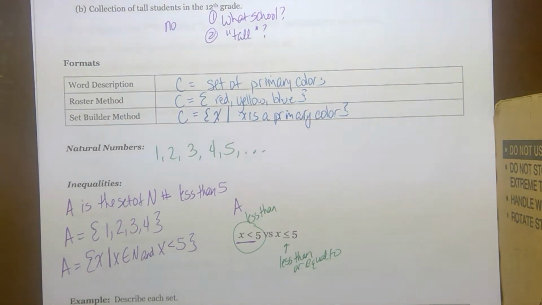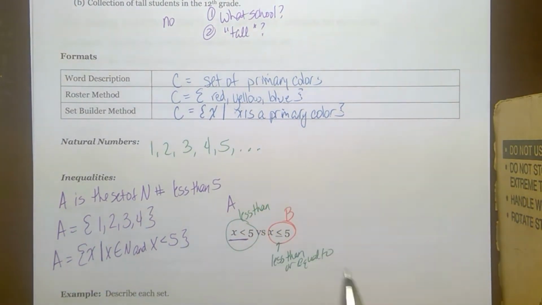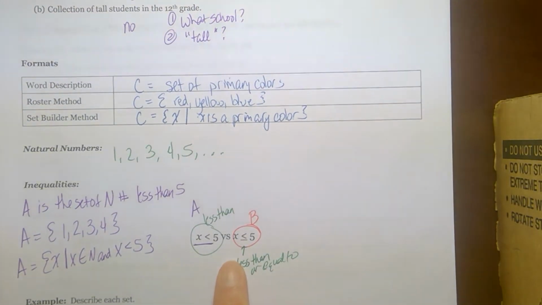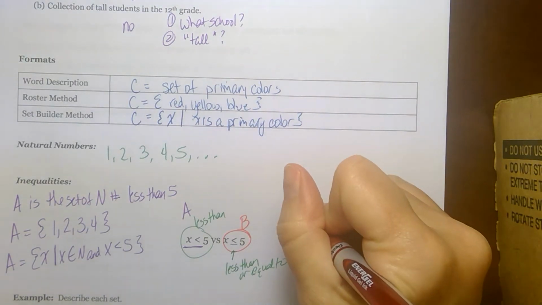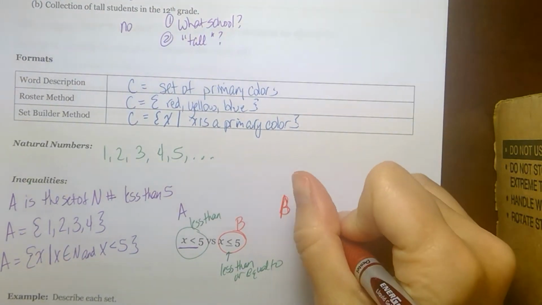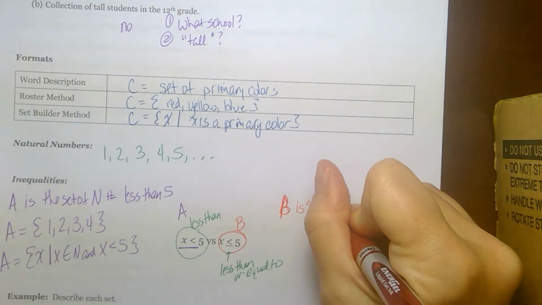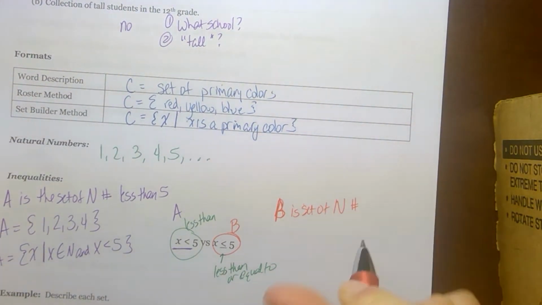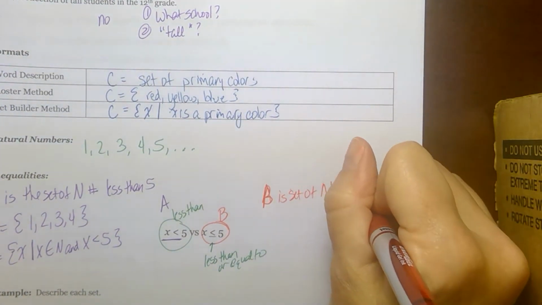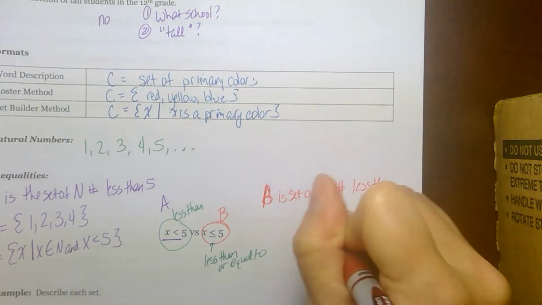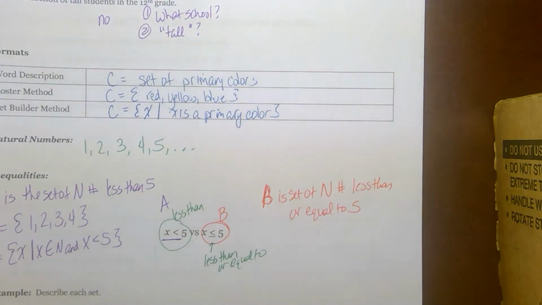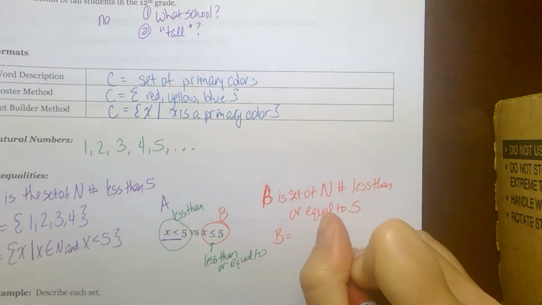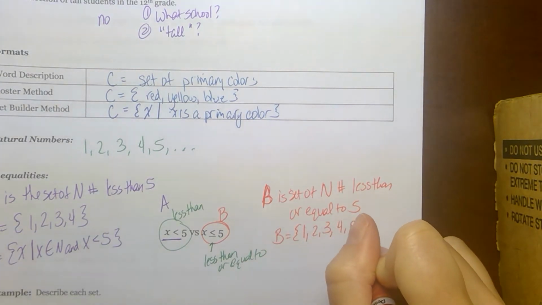Now let's do set B. Set B is going to be the set of elements where X is less than or equal to 5. So in description form, set B is the set of natural numbers less than or equal to 5. In roster form, I list out the values. This time I include 5 because it's or equal to.